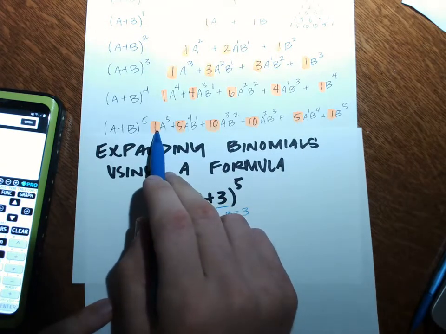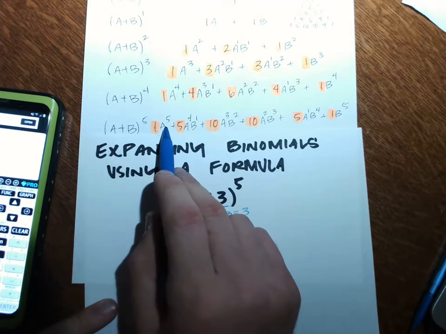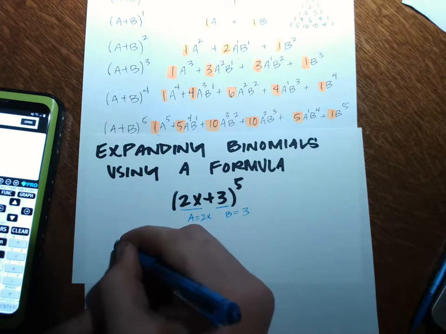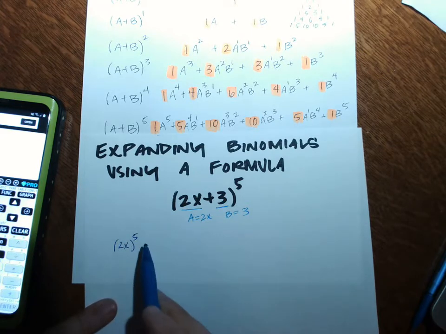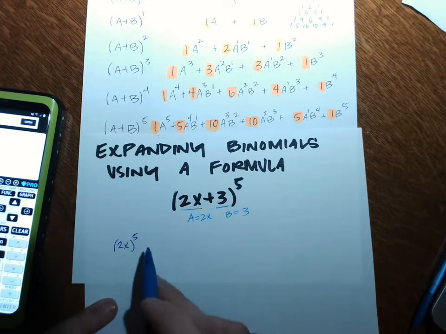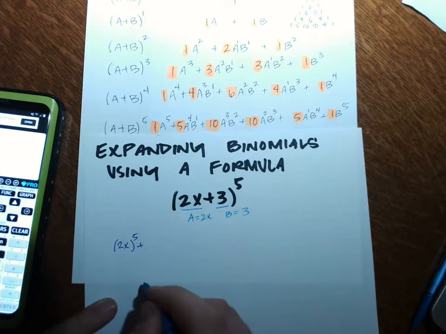the first one is 1. I'm not even going to write the 1, it won't change anything. So we have a to the fifth. That's this thing, 2x to the fifth power. So not only is the x to the fifth power, but also the 2. And that's going to come into play here. Now the next term, so that's the first term.